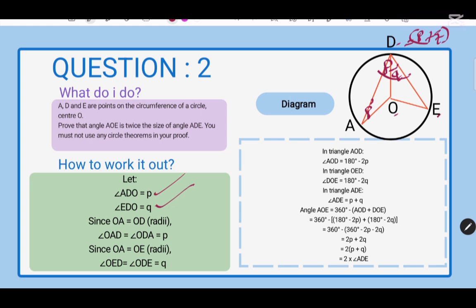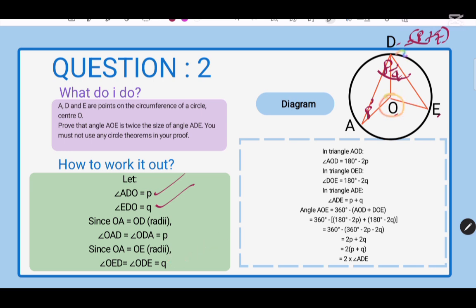Now, if you look at OA and OE, they are also radii, and also OD. If you look at O to D, it is also a radius. That means we can easily say that angle OED, let's check it, angle OED is Q, is also equal to angle ODE.